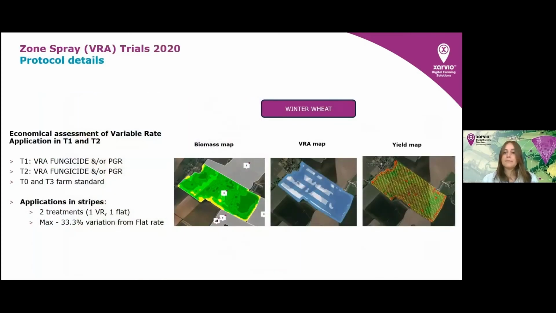As I mentioned, we're testing out flat rate versus variable. So a T1 or a T2 are sprayed with variable fungicide and PGR, and then T0 and T3 at farm standard. We take a map in season. This is an example here, this green one. Then we create an application map, and then we compare it against the yield.